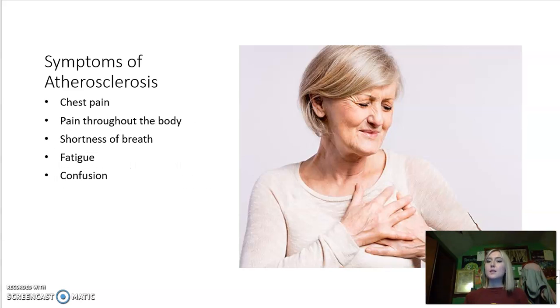So what are some symptoms that you should look out for if you think that you might have atherosclerosis? So chest pain is one of the most common symptoms. Pain throughout the body, since it can affect any arteries. Shortness of breath, fatigue, and even confusion, because when your arteries start to get plugged up, it can prevent blood flow to your brain.